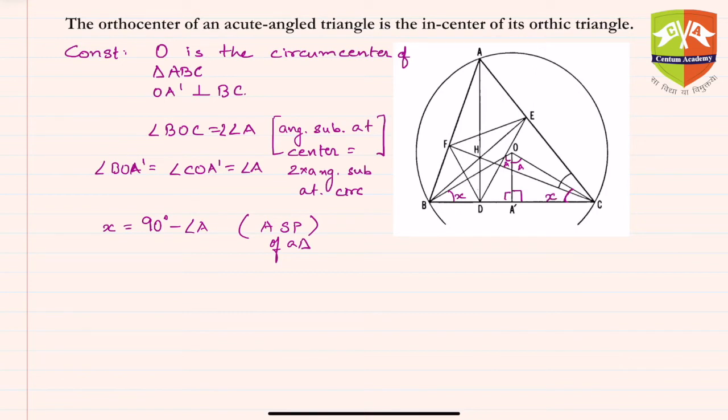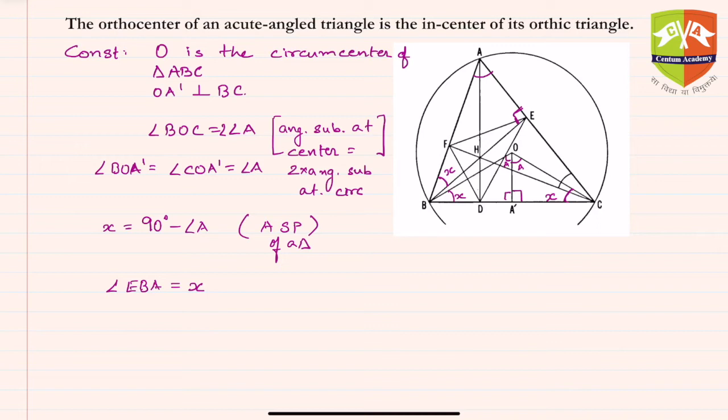Clear? Now if this is angle A and this happens to be 90 degrees, isn't it? E is the foot of the perpendicular. So this is 90 minus A, this angle, angle EBA. So I can write angle EBA is also equal to X. So this angle is X, right?